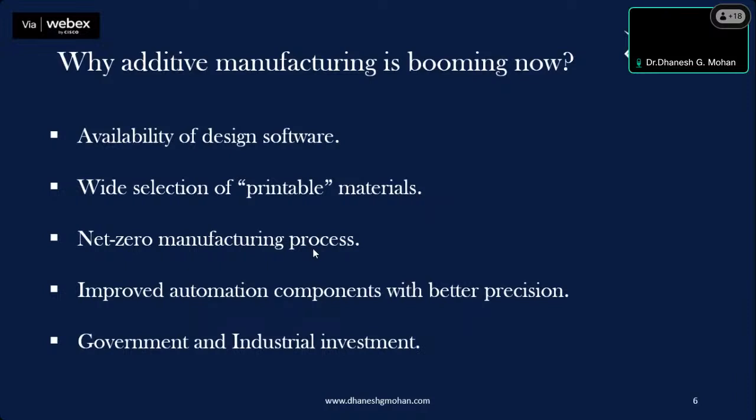In the older days, if a scientist, or not only a scientist, anybody wanted to use the 3D printer, they had to prepare the materials. Right now, we know that almost all kinds of printable materials are available. We have materials from metals, ceramics, polymers, and even super alloys, high-end alloys. So a wide selection of printable materials is available right now.